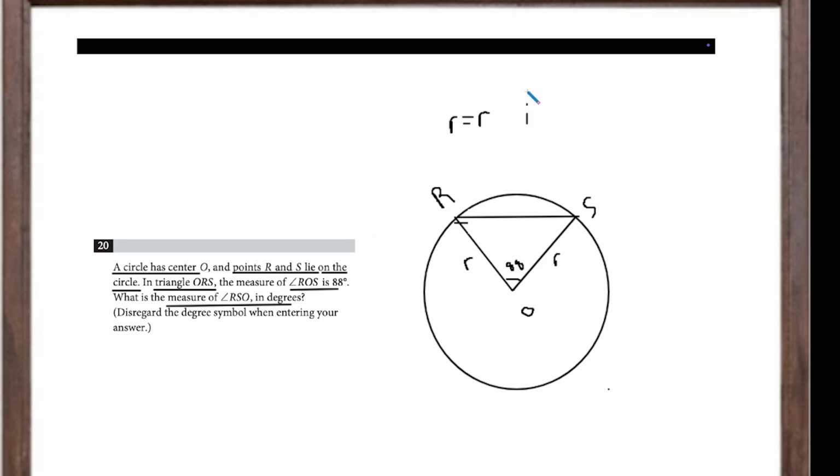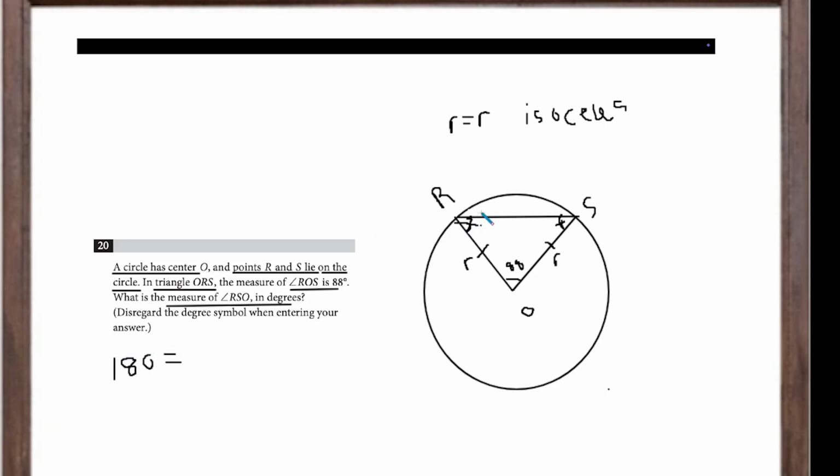So we have angle 88 at point O. We have our sides written as R and R. We know that O to R and O to S is the radius, so both sides are R. Because both sides are the same variable, they're equal to each other, which makes this an isosceles triangle. An isosceles triangle has two sides that are congruent to each other. Therefore, when two sides are congruent, two angles are congruent as well. So angle R and angle S are congruent to each other.